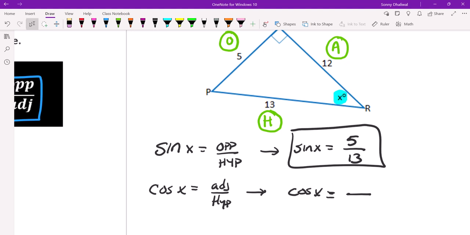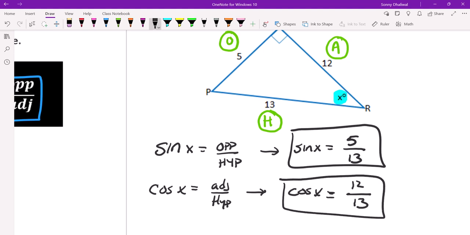Gavin? It would be 12 over 5. Not 12 over 5, 12 over 13. 12 over 13. Oh, yes. Right? So 12 over hypotenuse, my hypotenuse is 13. So 12 over 13. So my cosine formula is set up.